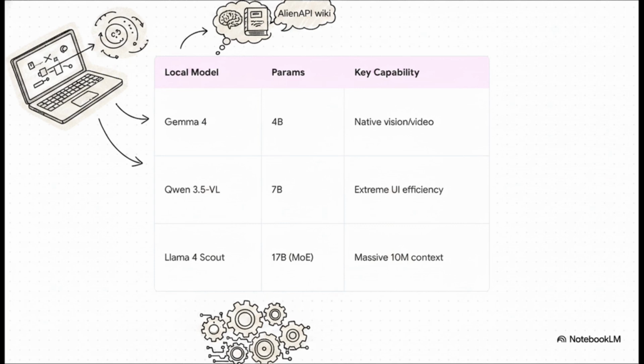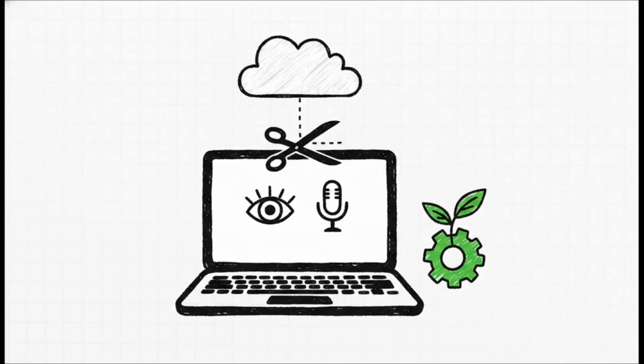You have Qwen 3.5 VL, which is highly optimized for visually identifying UI elements right on your screen, and Llama 4 Scout, a 17 billion active parameter model that boasts a massive 10 million token context window. I mean, that means it can hold your entire Alien API wiki and your whole code repository right in its local memory. Crazy, right?